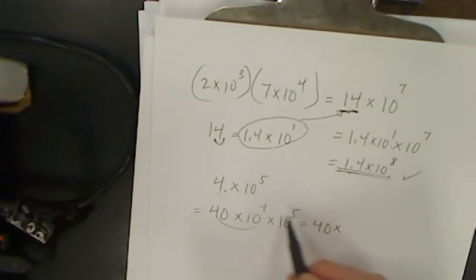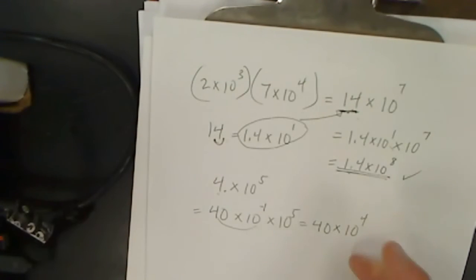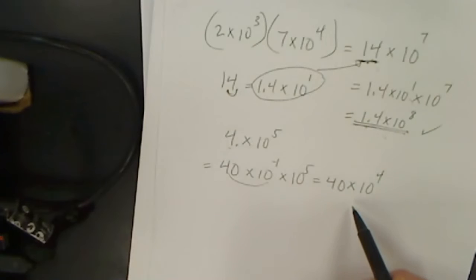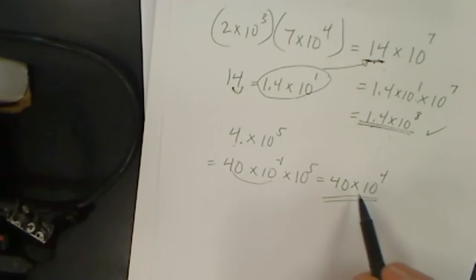Negative 1 and positive 5 make 4. Positive 4. Very good. Okay, so these are the same number. This one is not good scientific notation, but you need to be able to do something like this as well.